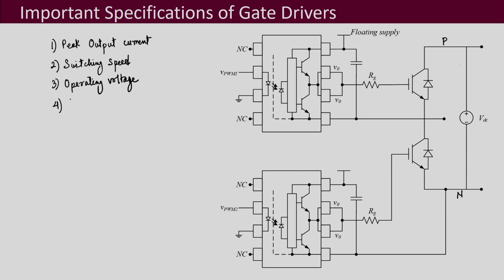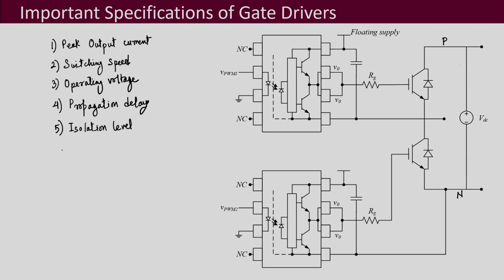Then next you should look for propagation delay. This is something I'll explain to you a little later. Then is your isolation level. This of course is going to be important because for an optocoupler based driver or any other driver you are using, if you are providing isolation, you should check what the level of that isolation is. Then is your capacitive coupling.